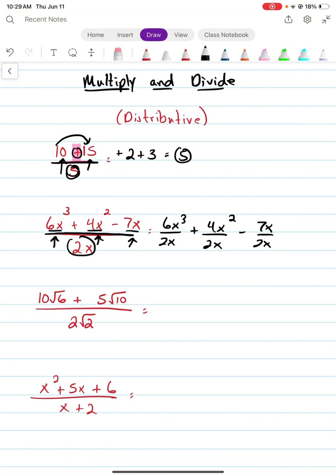To divide, again, you divide the parts that are alike. So like your 6 and your 2 gives you a 3. To divide your exponents, you subtract. 3 minus 1 gives you 2 left. Plus, 4 divided by 2 gives you a 2. X squared and x to the first, when you subtract, gives you a single x.